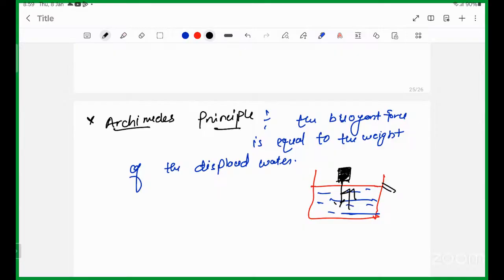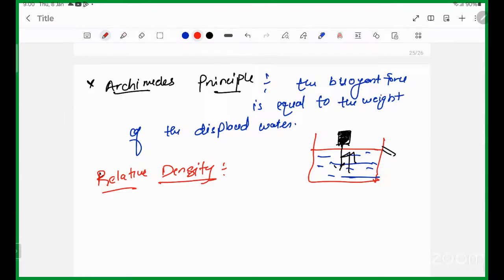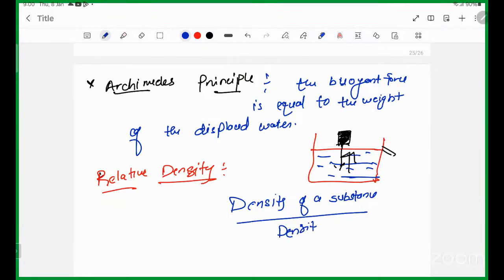What is relative density? Relative density is the density of the substance taken with respect to water. Density of a substance upon density of water.